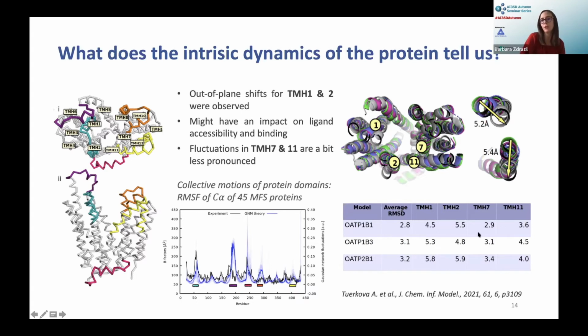We really saw that, on one hand, as I said, TM1 and 2 moved quite a lot, and then 7 and 11 a little bit less, but still. But then OATP-2B1 really showed the largest deviation, which was also quite interesting to see. So even before starting the molecular docking procedure, we already thought, okay, there's something going on here. Obviously, TM1 and 2 are interesting to study further. They might have an impact on ligand accessibility. They might have an impact on ligand binding.